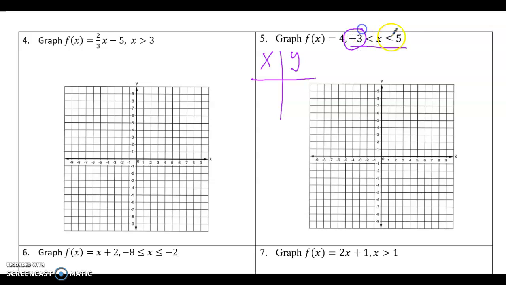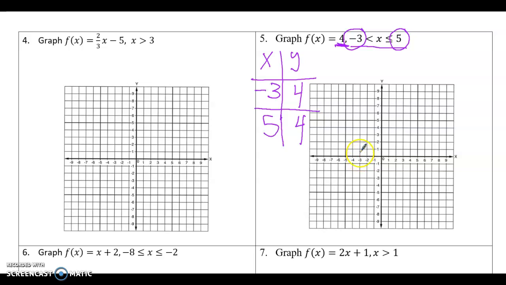In this case, it gives us two x values. It gives us a -3 and a +5. So since it gives me my x values, I'm not going to work harder. I'm going to use those x values. I'm going to plug it into this function, and this function just so happens to be a +4. So no matter what my x value is, my y values are always +4.